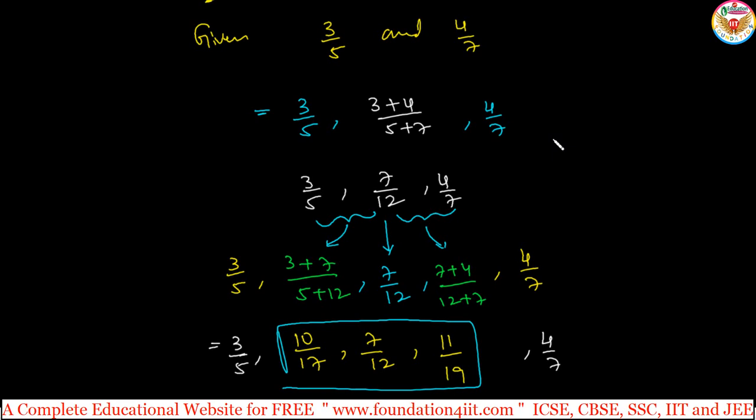Then we'll see how to find a large number of rational numbers, not only 2 or 3. If they ask for more, like 10 or 15, this method is a very lengthy process. Let us do a shortcut trick for that also.